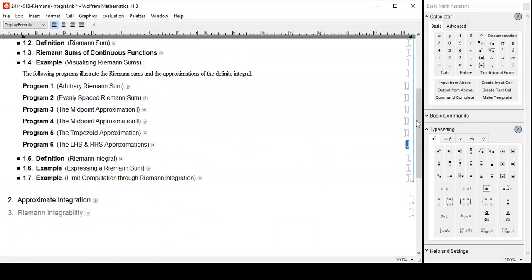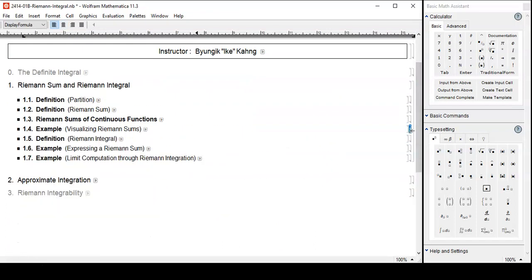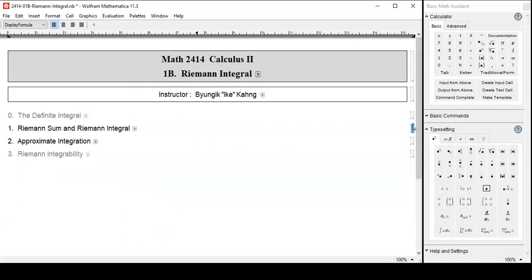So we went through Riemann sums and various visualizations. Now let's do some application problems in the next video.